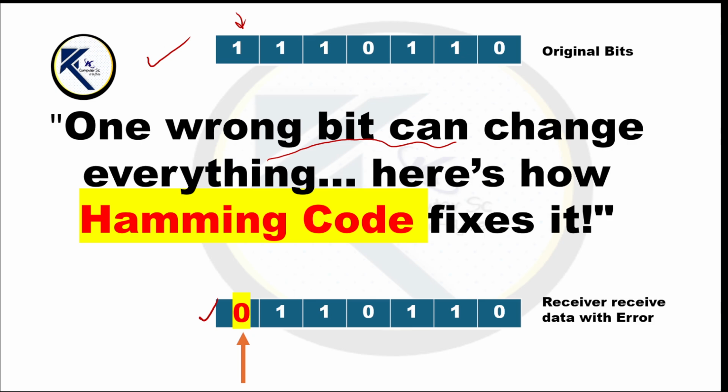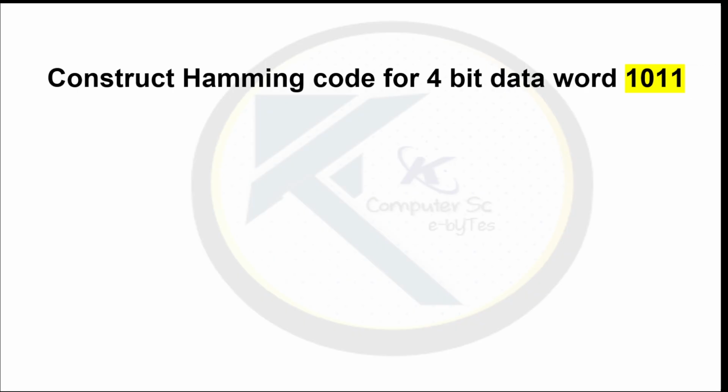It is an error detection and correction code which can detect and correct up to 1 bit errors. Let's understand with an example. We are given the data word 1011. How many bits does it have? What is the size? So m is equal to 4.